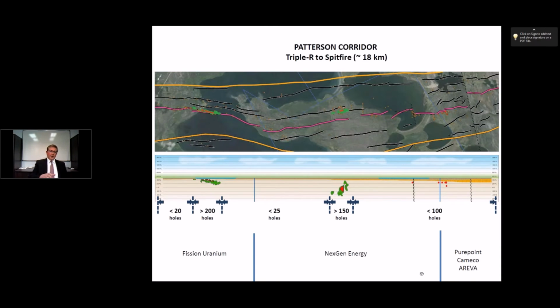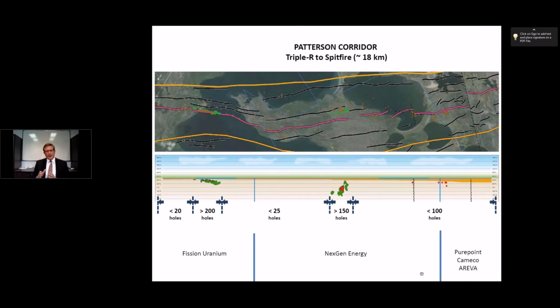And what I'll point out here is if you look at Fission's Triple R on the left, you can see that within that area that represents the deposit, there's been well over 200 holes drilled there. To the left of it, to the edge of the corridor, if you will, there's been less than 20 holes. If you look at the space between the Triple R and Arrow, there's been less than 20 holes drilled along that shear.